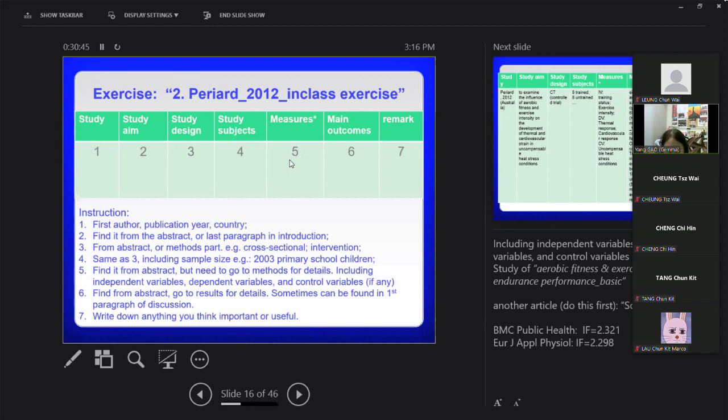Measures. Measures means the variables. Usually the abstract also reports the main measures. But for the details, you need to take a look at the main tests, the main outcomes, as well as anything you want to write down in this column.